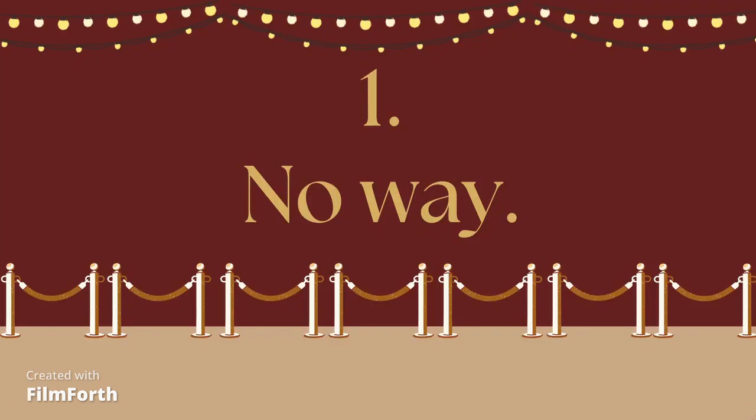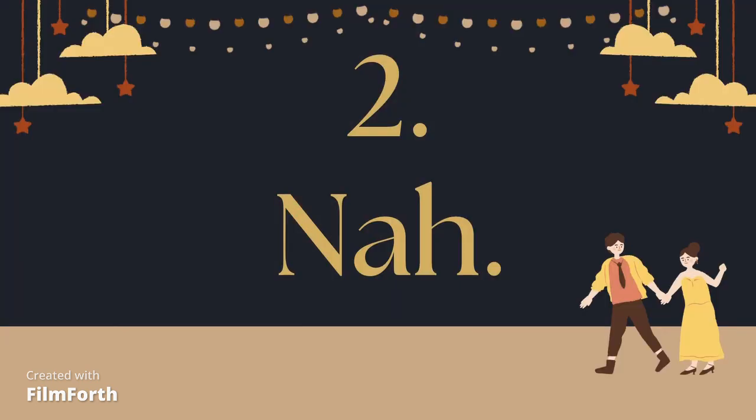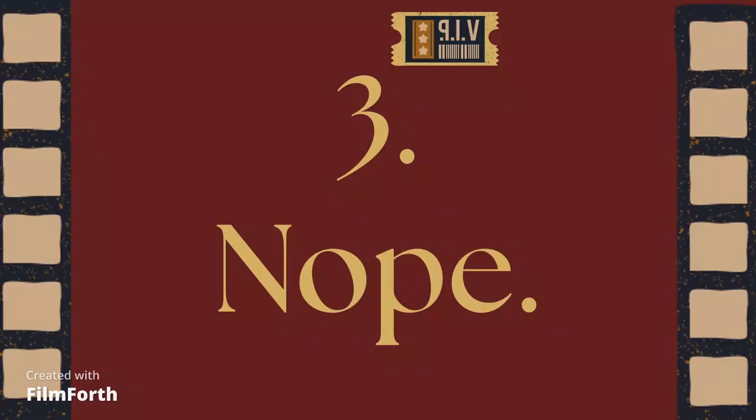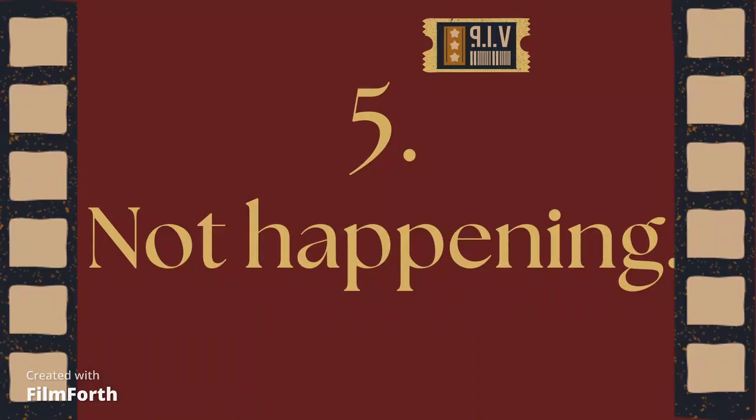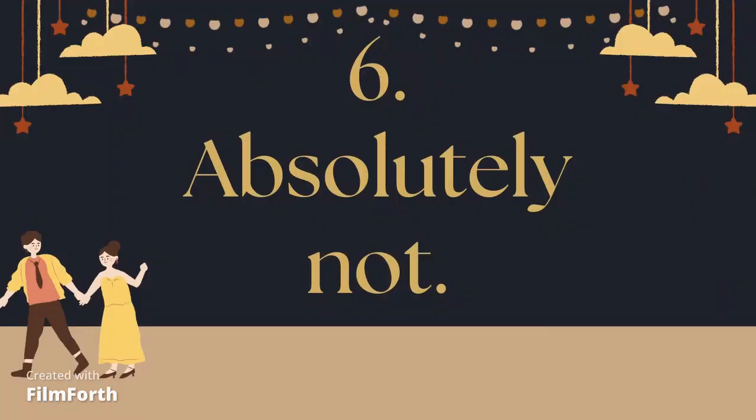First alternative way to say no is no way. Second is nah. Third is nope. Fourth is sorry, can't do that. Fifth way is not happening. Sixth way is absolutely not.